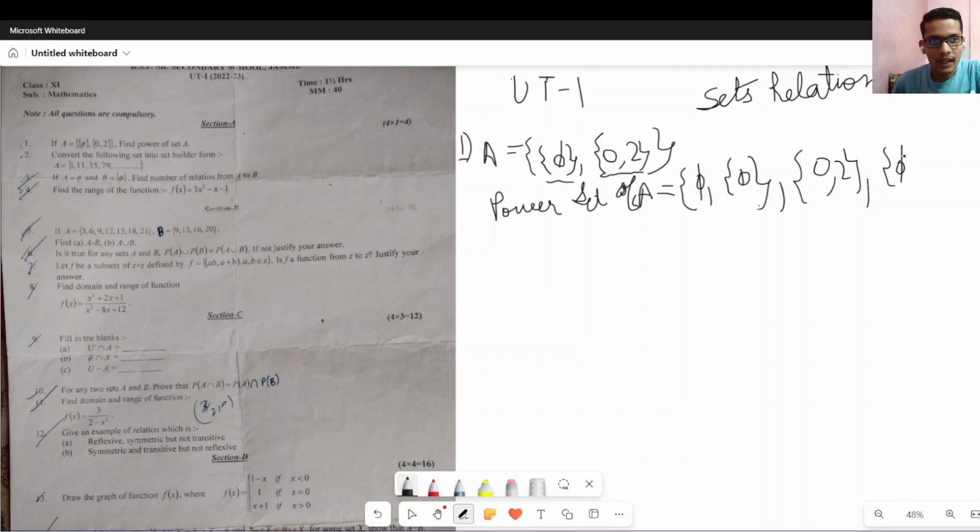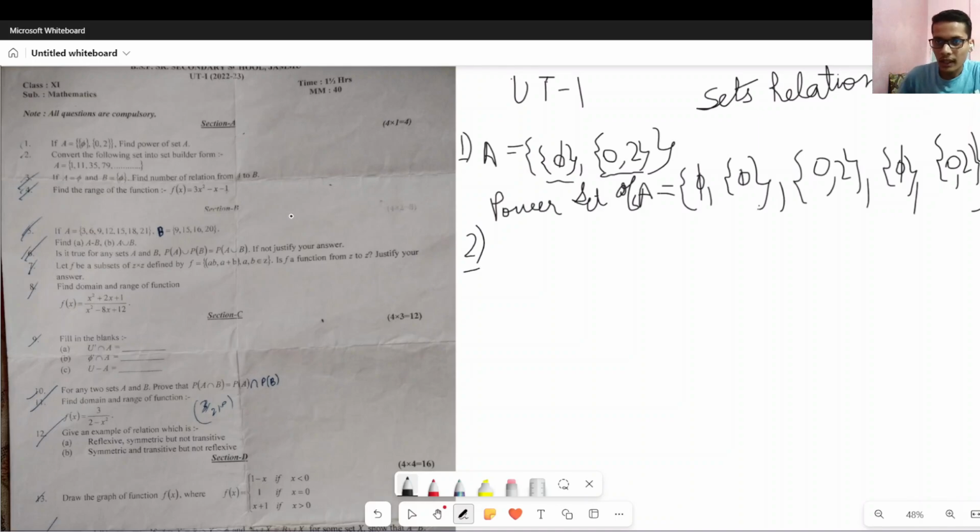So here is curly braces 5, and then curly braces 0 comma 2. So this is the answer of our first question. I hope everyone knows how to solve this kind of question. Okay, now the next question.